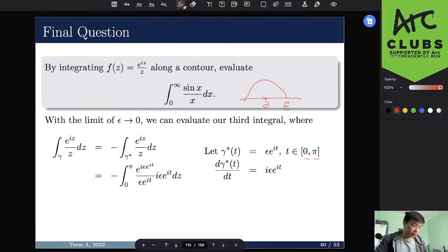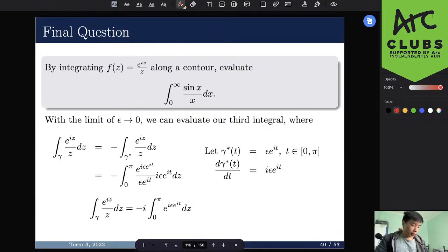We can take the derivative, which has our i come down, and sub everything in. We can cancel these, and we should be able to factorize out this i right here. And what we get is i times this integral. And what we see is that if we take a limit as epsilon approaches 0, we get the power being equal to 0. So e to the 0 is just 1. And so we get this integral being equal to pi. So in the end, our third integral is equal to minus i times pi.